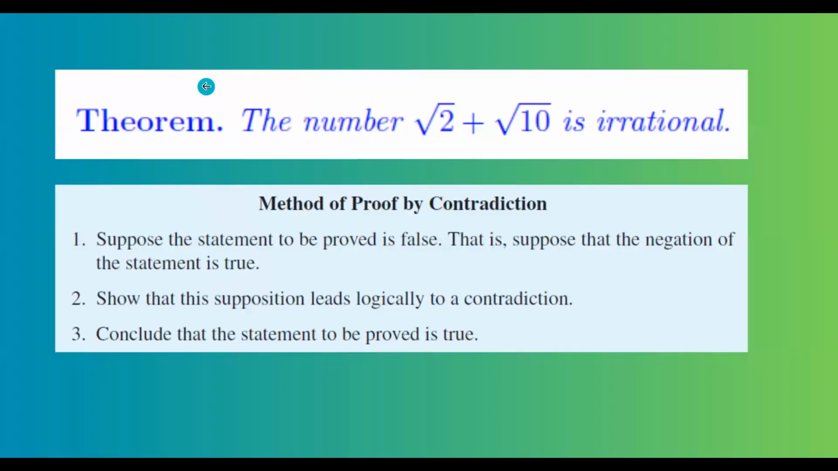We have a theorem here. The number square root of 2 plus square root of 10 is irrational. How do you prove that? We're going to apply the method of proof by contradiction and prove this theorem.